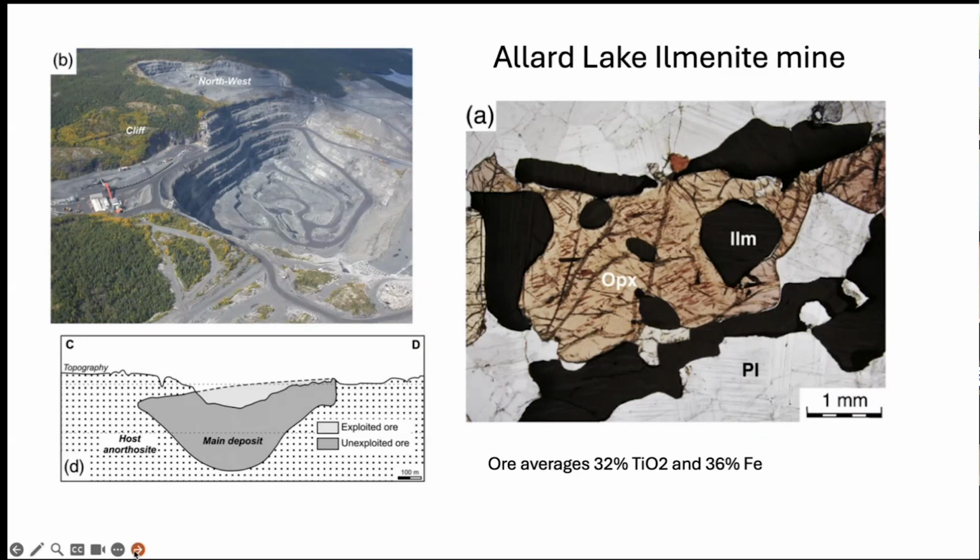And here is the Allard Lake ilmenite deposit. It's sort of a view of it. Here's what's been exploited, this small amount here, and then there's more to be exploited below it. And this is kind of a photomicrograph of ilmenite, orthopyroxene, and plagioclase in this, which is clearly an orthomagmatic deposit.